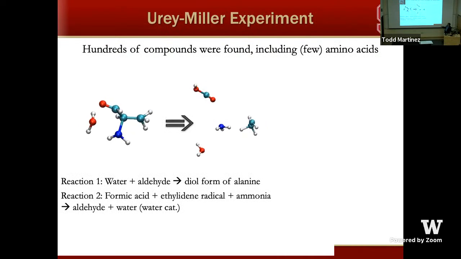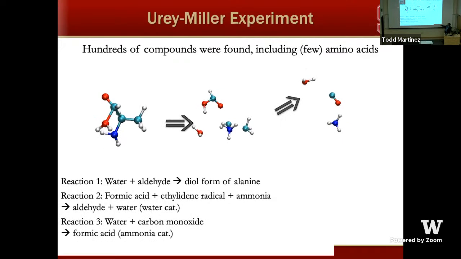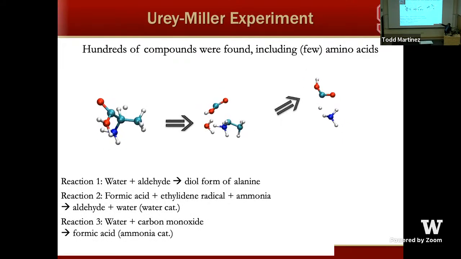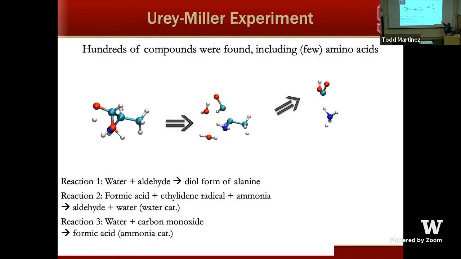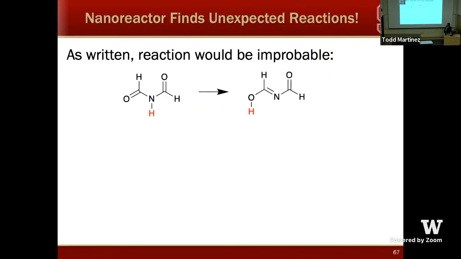And one of the nice things is that you can kind of go backwards and see where everything comes from. So you have some reaction, that reactant came from this reaction, the reactant here came from this reaction, and then this reaction, right? And you can kind of trace back where everything is coming from.